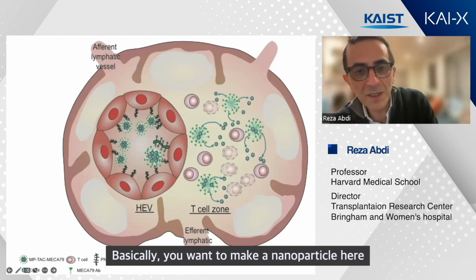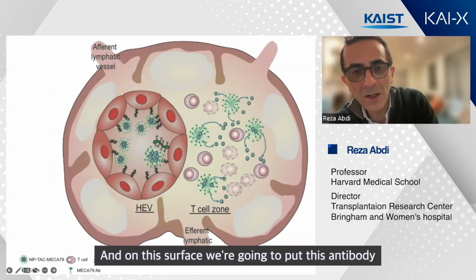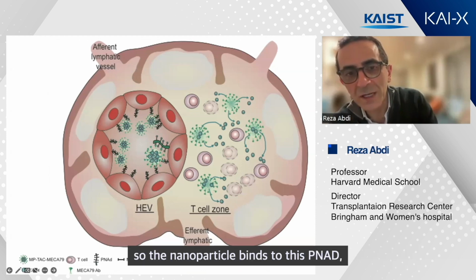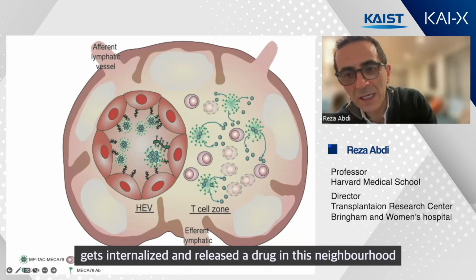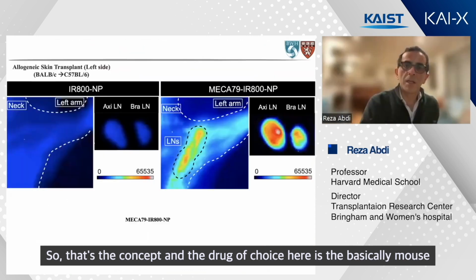Basically, we want to make a nanoparticle here and put the drug inside the nanoparticle. And on the surface, we're going to put this antibody, which is called MECA79, which I told you recognizes this PNAD. So the nanoparticle binds to this PNAD, gets internalized, and releases the drug in this neighborhood. So that's the concept.